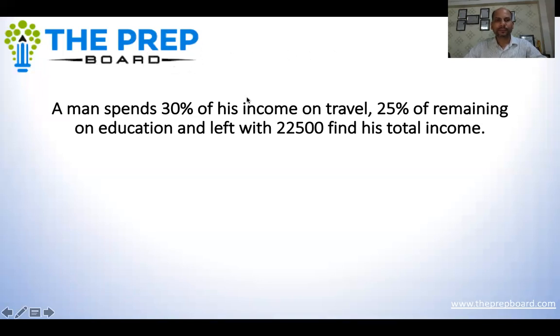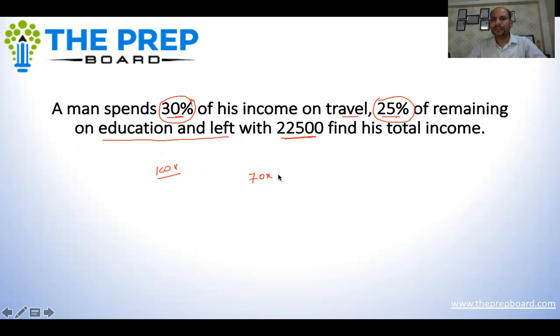Now, here what's happening? A man spent 30% of his income on travel, 25% of the remainder on education, and is left with 22500. Here we cannot apply our method, because it works only for one step. Here we have two changes: this is the first change and this is the second change. Our method till now we have used only for the first change. So he spent 30%. If we take the amount as 100x, he spent 30%, meaning he is left with 70x.